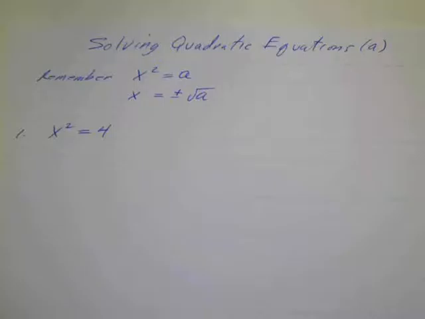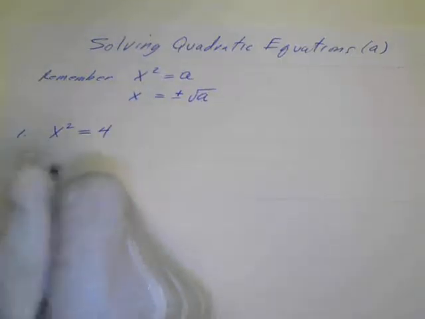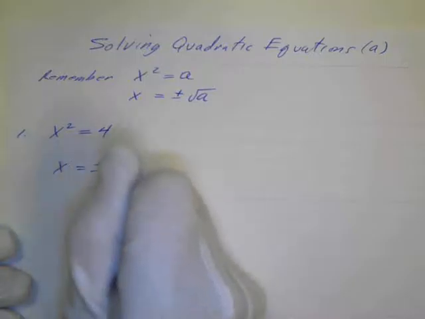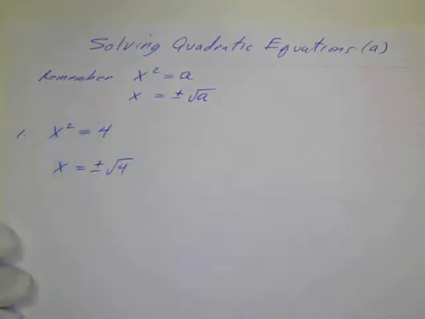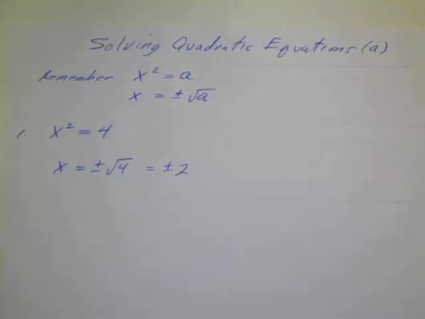And now let's take a look at a quadratic equation. This is probably our simplest quadratic equation. X squared equals 4. And I just follow this rule. I say if x squared equals 4, I know that x equals plus or minus the square root of 4. And what's the square root of 4? 2, so that equals plus or minus 2. All right, so that's pretty easy. Let's try another one.